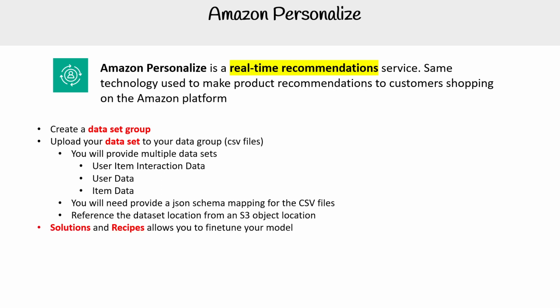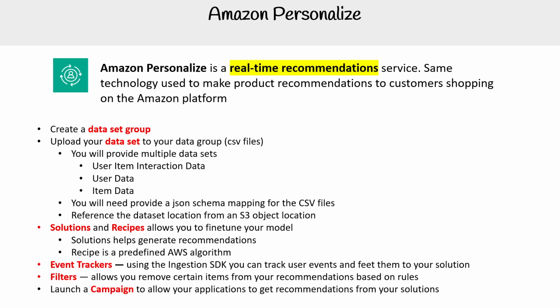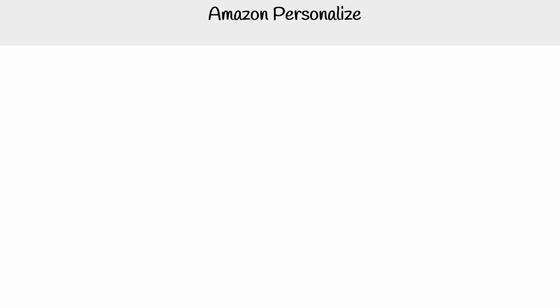You'll have to create a solution and a recipe. Solutions help generate recommendations, and a recipe is the predefined AWS algorithm, so that's how it's going to actually do stuff. You have event tracking, so using the ingestion SDK, you can track events and also provide event information. You have filters if you want to filter out certain items from your recommendations. You have to create a campaign. This will create that production endpoint that you'll be able to utilize.